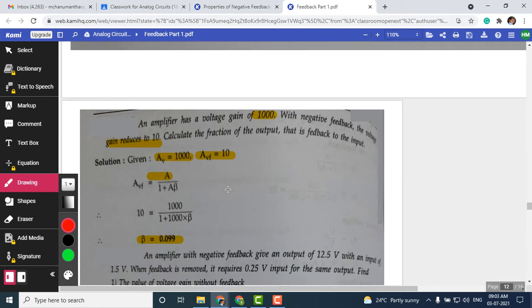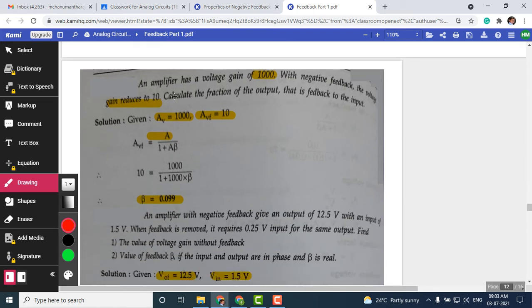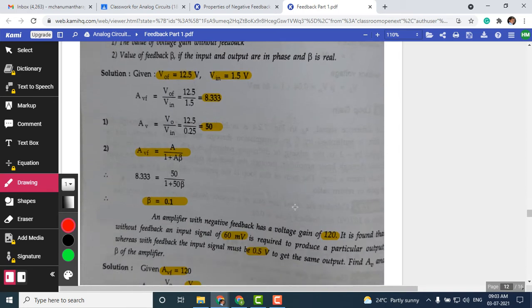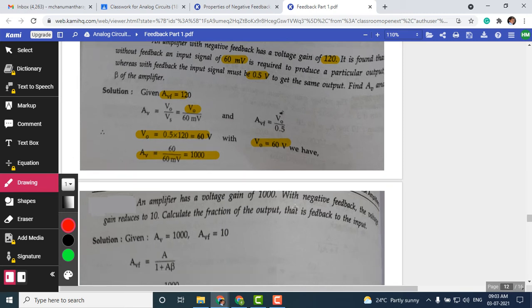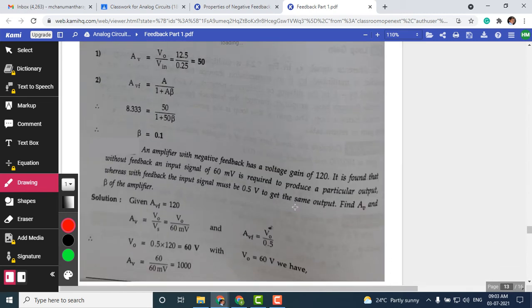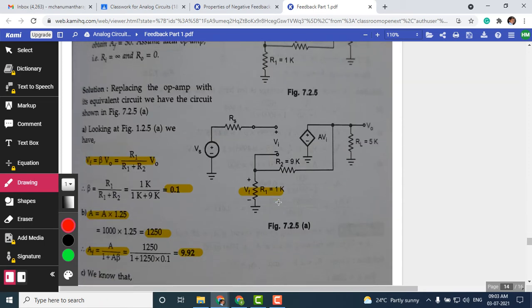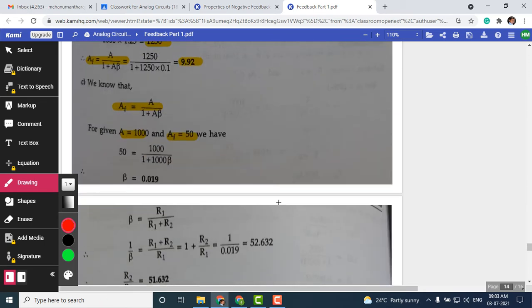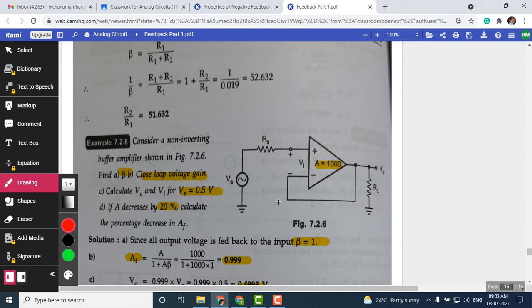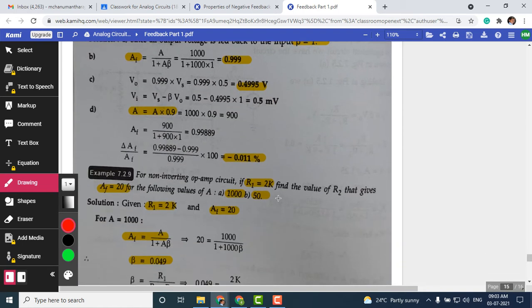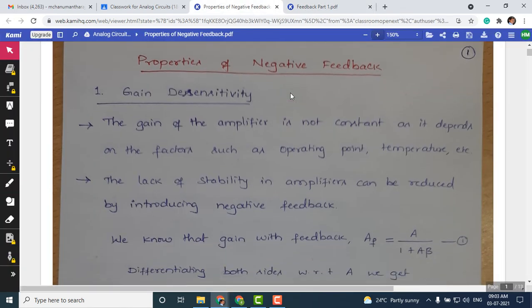Like this there are several problems. I look forward to students going through all these problems, solving them and becoming familiar with them. I don't want to spend time on these problems here, so I look forward to students solving each of them. Okay, with that let me move on to the properties of negative feedback. That is the highlight of today's class.